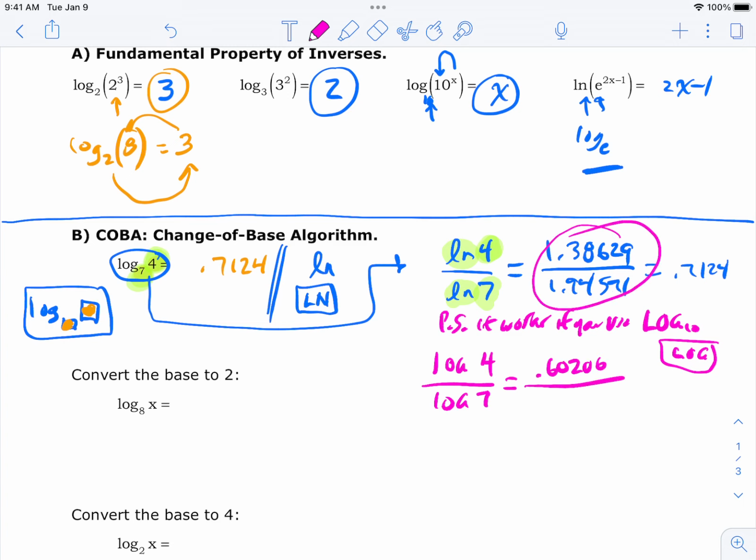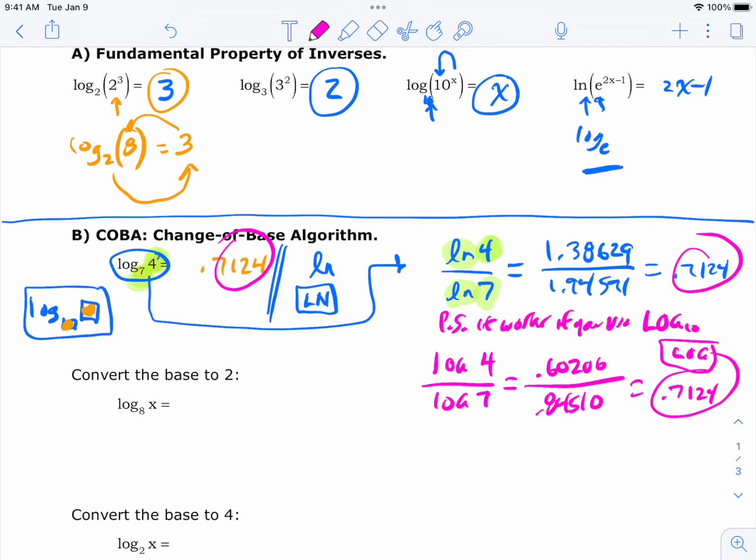Completely different from what we had up here. Now take the log base 10 of 7. I'm getting 0.84510. But now you take that 0.60206 and you divide it by that 0.84510 and you get, you ready for this? 0.7124. It's the same. It's all the same. This is what we mean by the change of base algorithm, or what I call mighty Koba. So again, the 4 was on the top, the 7 was on the bottom.